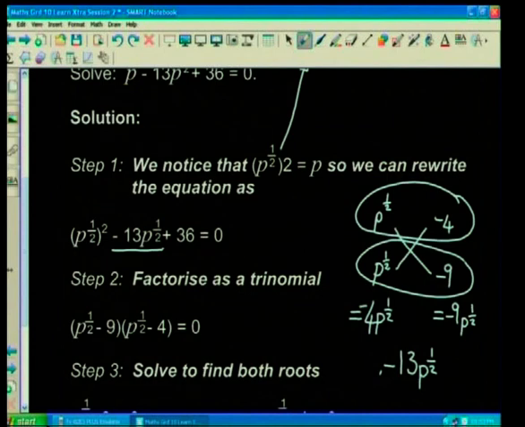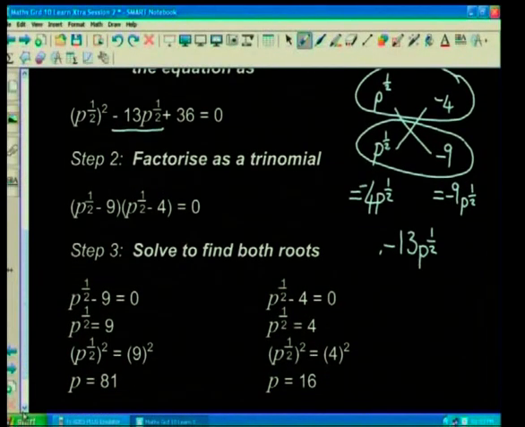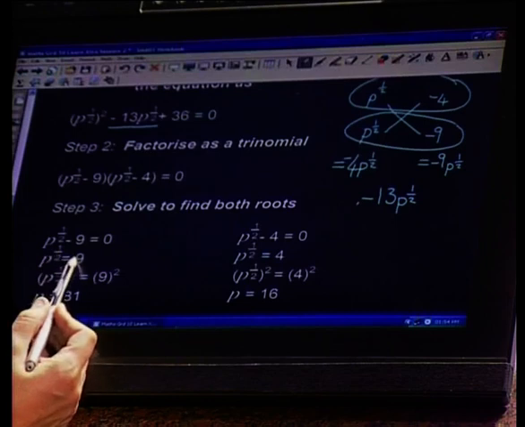The last step is to then divide your problem up into the two parts and to solve for each part individually. So p to the power of half minus 9 is equal to 0. Let's start with that. In order to solve for p, we first got to isolate it by taking 9 to the other side. We do this by adding 9 to both sides. P to the power of half is equal to 9.